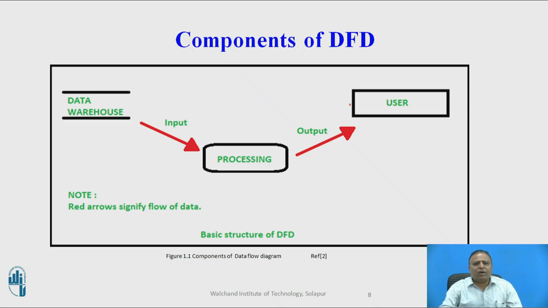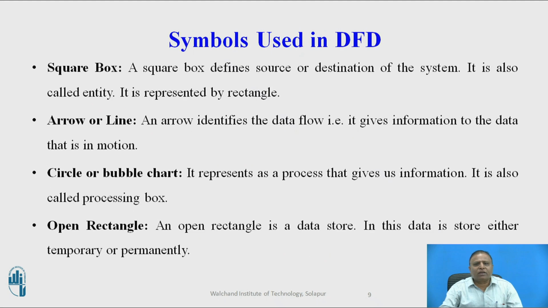So this is the diagram of the components of a data flow diagram, where a data warehouse is shown. Input is taken from the warehouse, given to the processing unit, and output is given to the user. This red arrow signifies the flow of the data. The arrow indicates the data. So this is the basic structure of DFD.